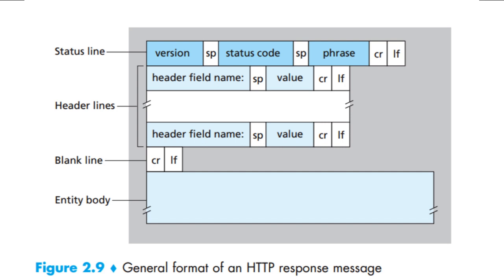In this example, the status line indicates the server is using HTTP/1.1 and that everything is okay. Now let's look at the header lines. The server uses the Connection: close header line to tell the client that it is going to close the TCP connection after sending the message. The Date header line indicates the time and the date when the HTTP response was created and sent by the server.